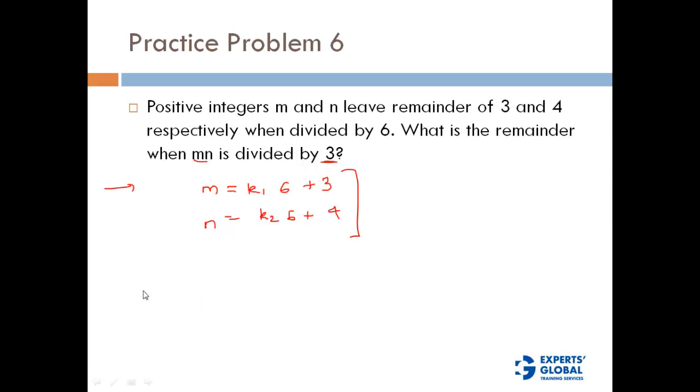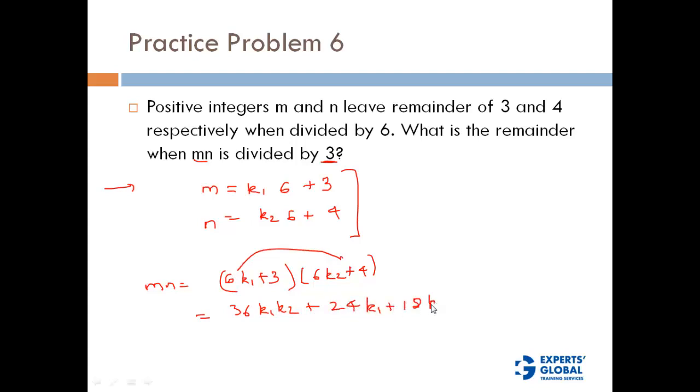Right? So let's look at mn. Mn is going to be (6k1 + 3) into (6k2 + 4). So that is going to be 36 k1 k2 plus 24 k1 plus 18 k2 plus 12. Correct? So this is mn. Now mn is to be divided by 3, so it is going to be this whole thing divided by 3. You will see that the coefficients of all these terms are multiples of 3. That means we are going to end with a remainder of 0. Correct? So the answer here is that the remainder is 0.